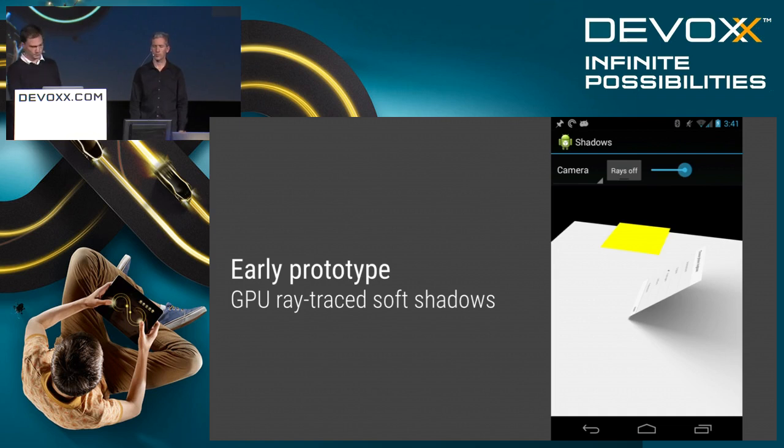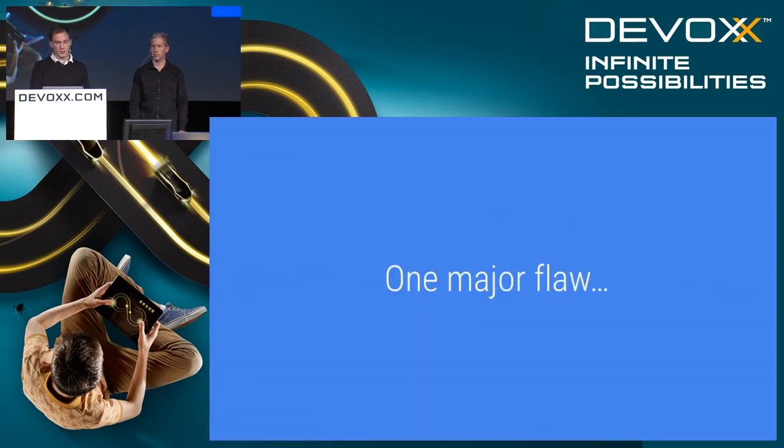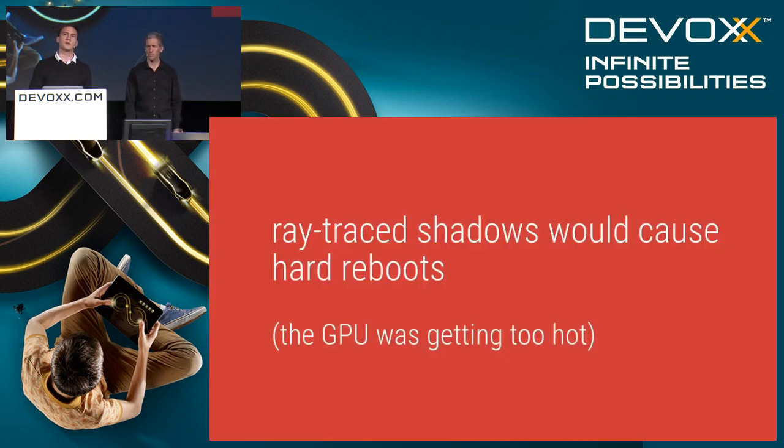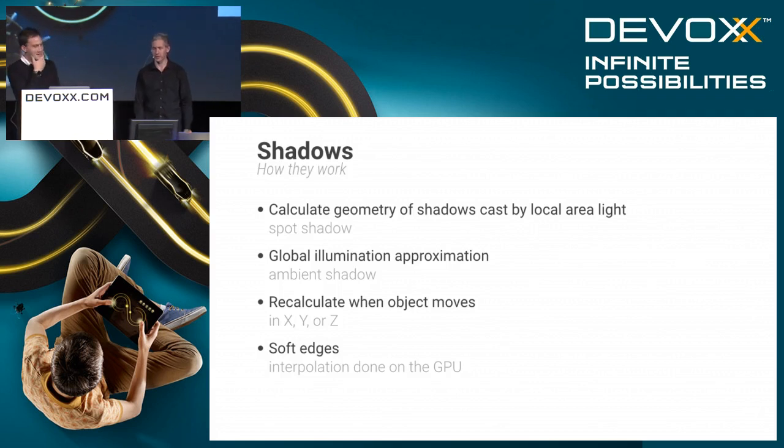The result is good enough. And it even had that global illumination approximation, so the shadow is not completely dark. There was just a little problem with that approach. It was running the GPU so hot that after 30 seconds or a minute, the device would reboot. So that was not a good implementation. And obviously, they've done something different for the final release. We thank you for your input on that project.